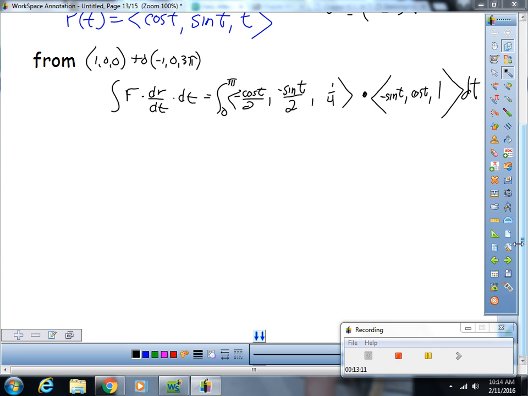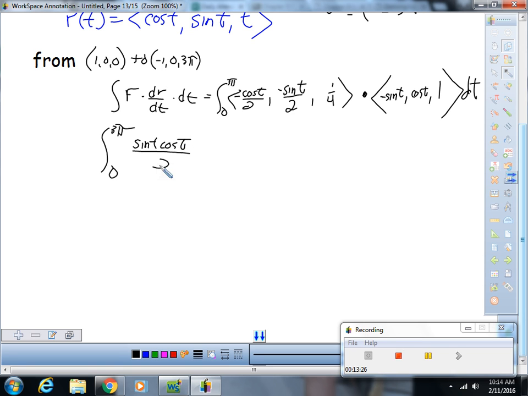Alright, well this ends up really cleaning itself up. And there's a reason for that, and we'll discuss that reason. So what do you get when you dot? Somebody help me with this dot product. Sine t cosine t over 2 minus sine t cosine t over 2 plus 1/4 dt.